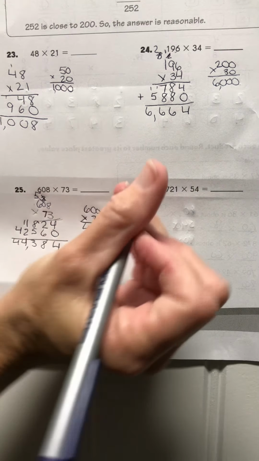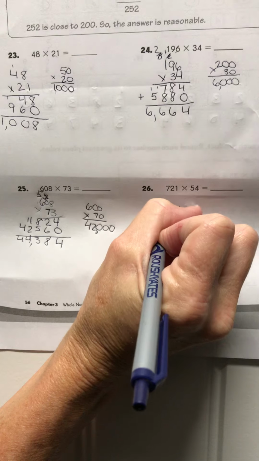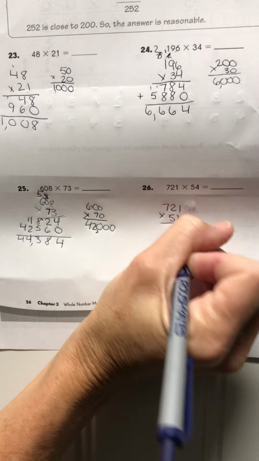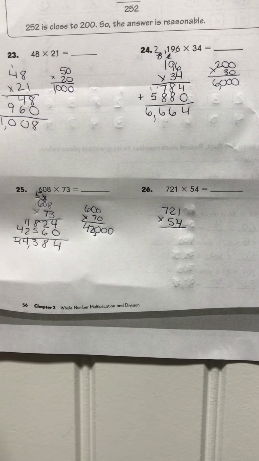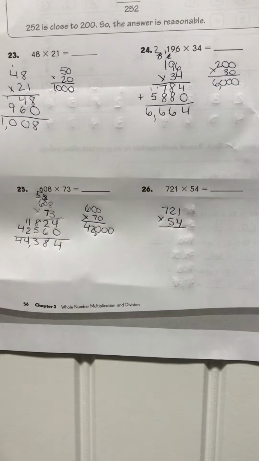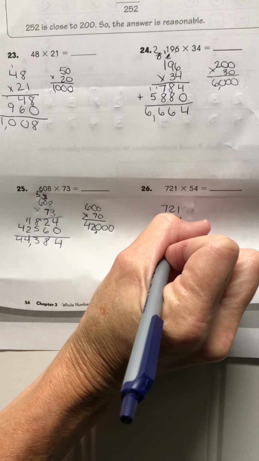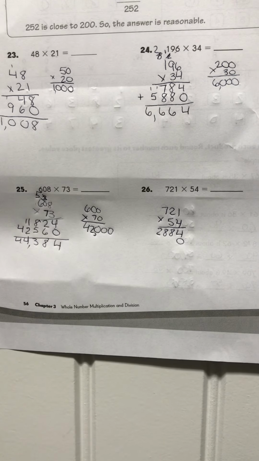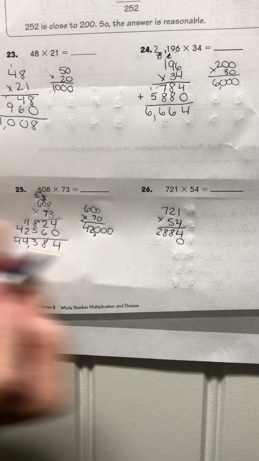All right, last one. 721 times 54. Okay? All of 3 of these numbers have to multiply times 4. 5 is not shown up yet. 1 times 4 is 4. 2 times 4 is 8. 7 times 4 is 28. Don't forget your 0.